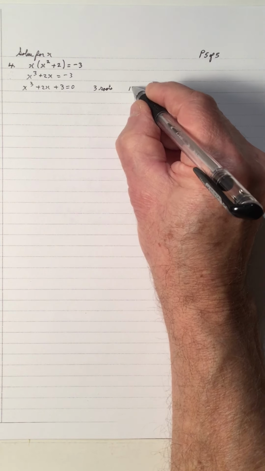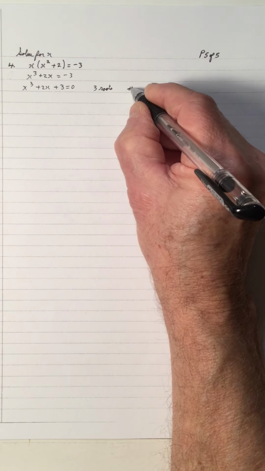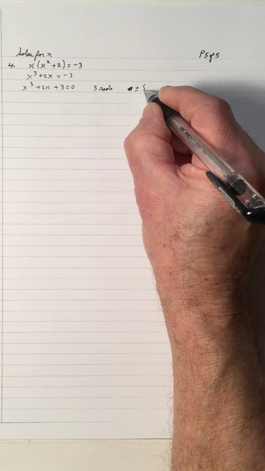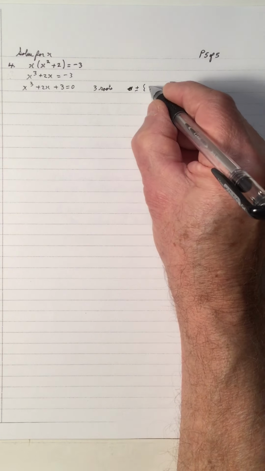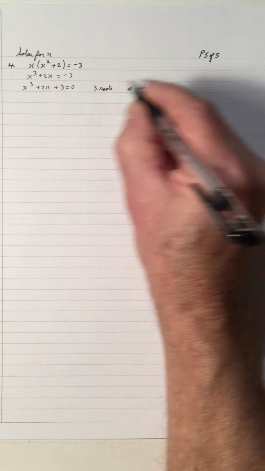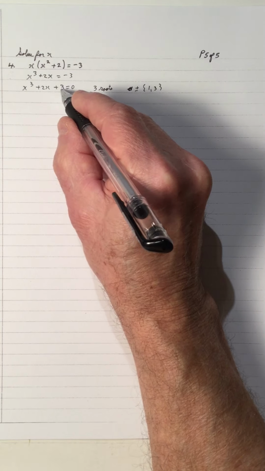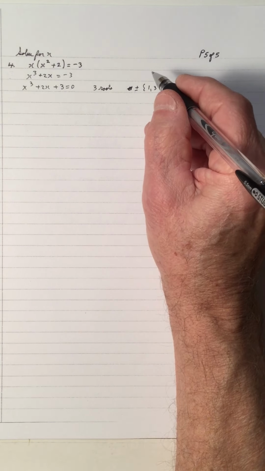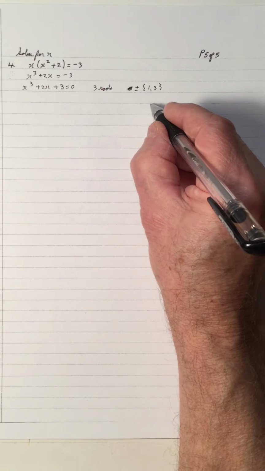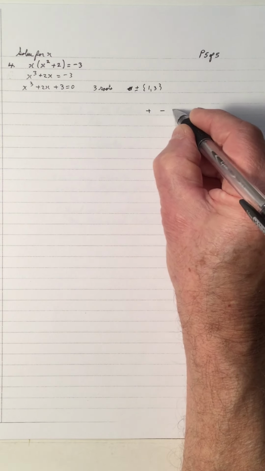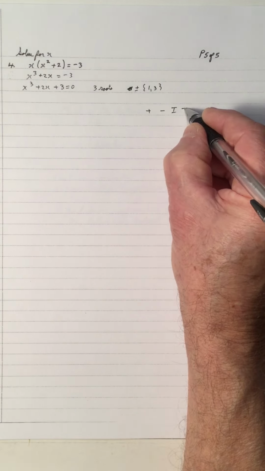And the possible roots are plus or minus the factors of 3, which are 1 and 3. So all the factors of 3 are possible roots of this equation. Okay, so let's check with the plus minus imaginary total.